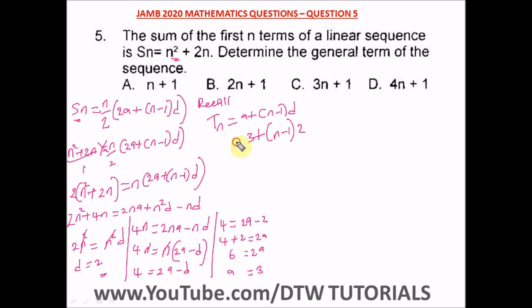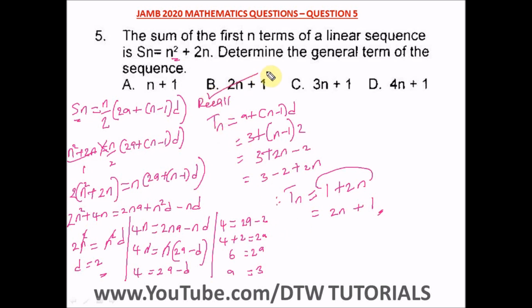2. So open bracket, don't forget, this is 3 plus 2n minus 2. So it equals 3 minus 2 plus 2n. Therefore our tn is equal to 1 plus 2n, which is not here, but since they carry the same positive value, it's the same thing as 2n plus 1. So when we change it, we have this, so that would be our b. So that's for number 5.